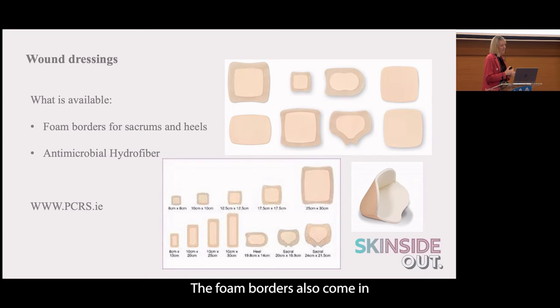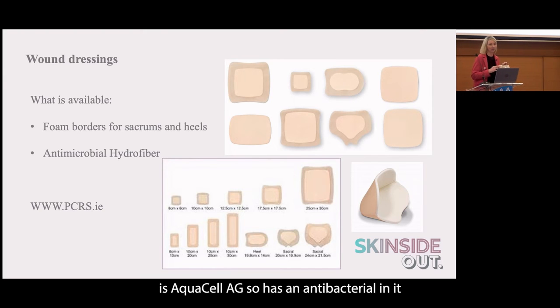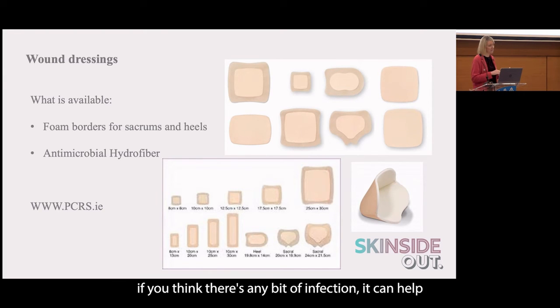The foam borders also come in sacrum and heel shapes, so they can also be used to fit nicely under the arms. They come in light and moderate to heavy exudate, and you may need to add an antimicrobial hydrofiber such as Aquacel, something like this. This is Aquacel Ag, so it has an antibacterial in it. These are for if you think there's any bit of infection, it can help.